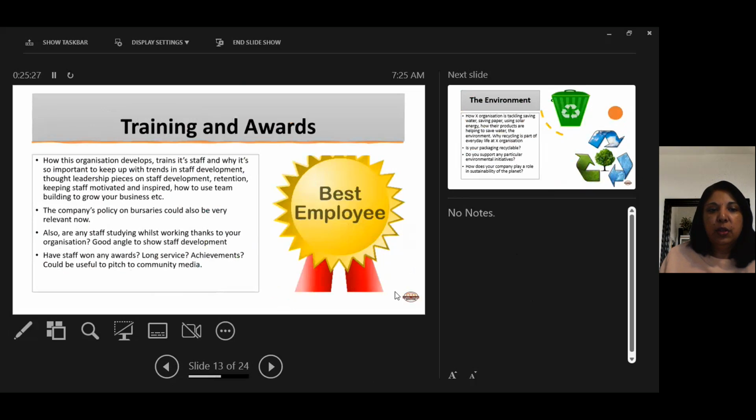Training and awards. This speaks to recognition of employees in terms of long service awards. You may have heard of people in your family who are in the working environment receiving a 10-year long service award, or if they've gotten a bursary, or whatever the case may be. I'm not going to delve into that. Then we move on to the environment.